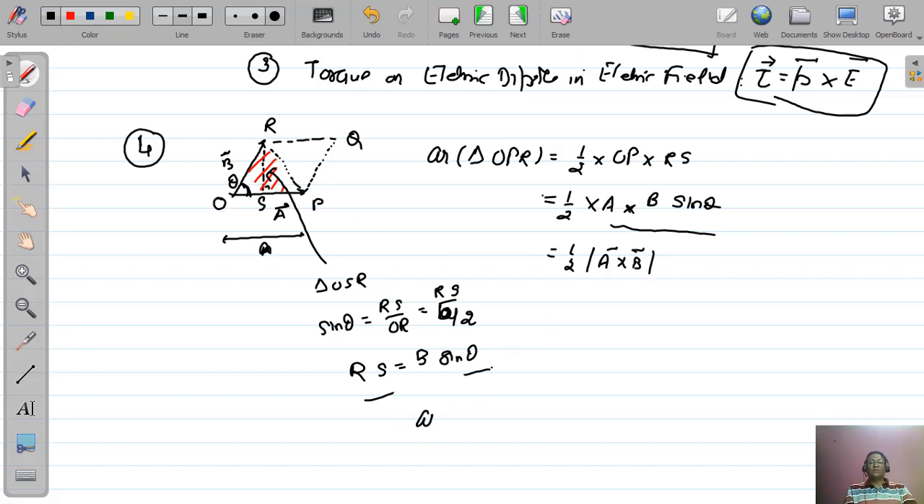So the area of parallelogram OPQR equal to twice the area of triangle OPR. So it is equal to the magnitude of vector A cross vector B. So we have to remember that if we take the cross product of two adjacent vectors of a parallelogram, we get the area of the parallelogram.